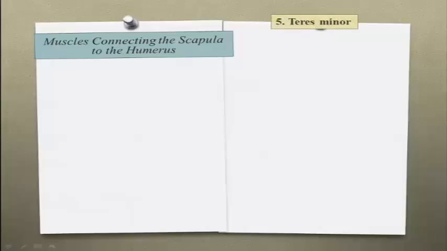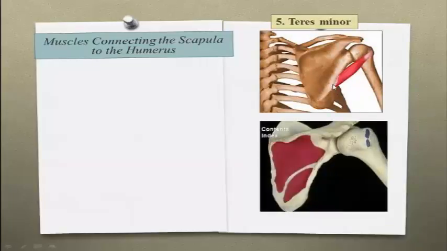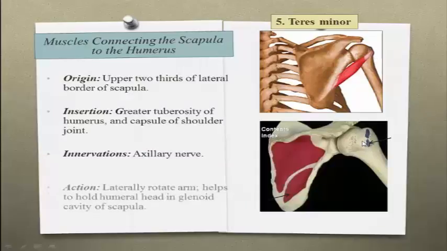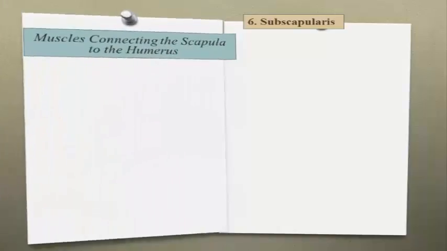And one more tiny muscle connects the scapula to the humerus, and this muscle is the teres minor. It arises from the upper two thirds of the lateral border of the scapula, and from here it goes laterally and inserts to the greater tuberosity of the humerus. The axillary nerve gives a branch to supply this muscle, and the muscle participates in the lateral rotation of the humerus as well as in stabilization of this joint.